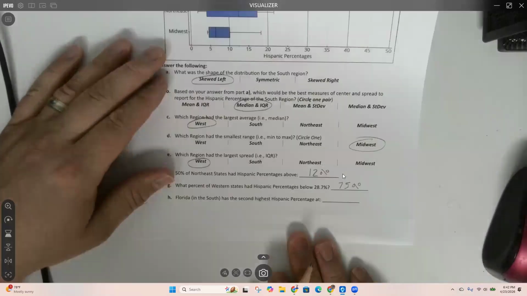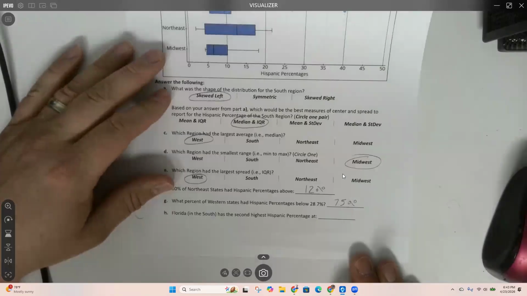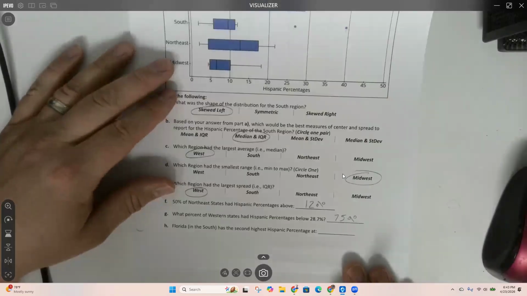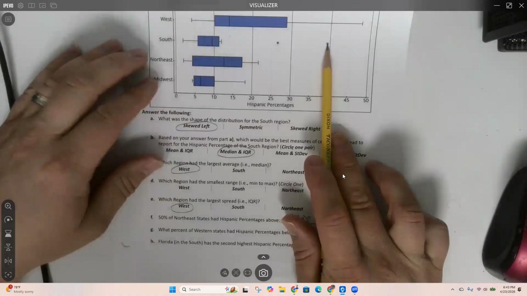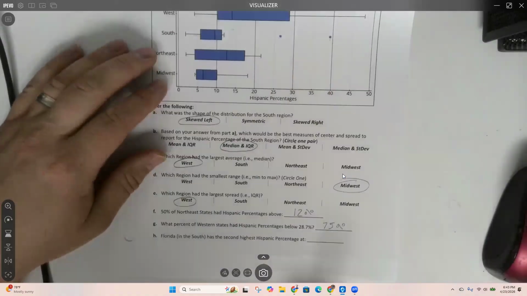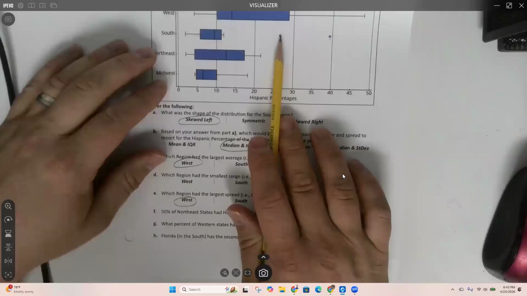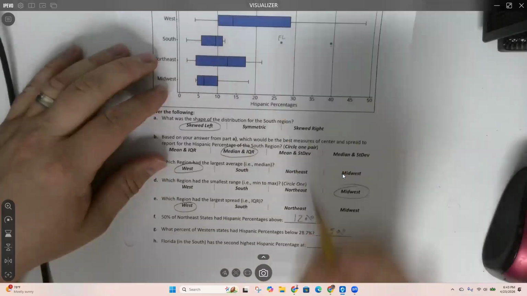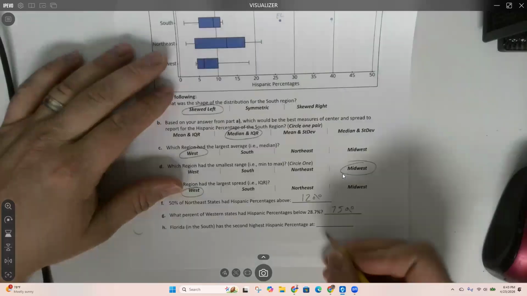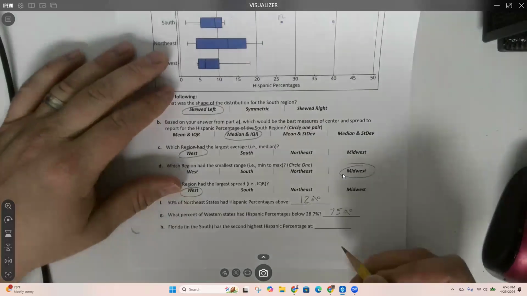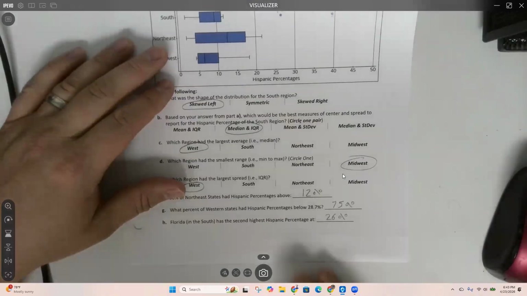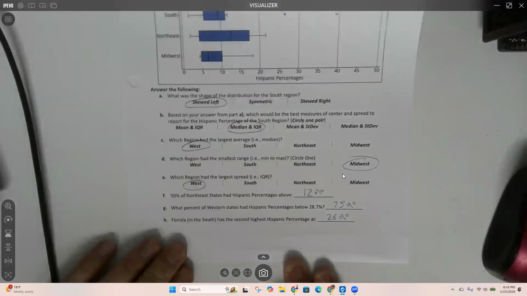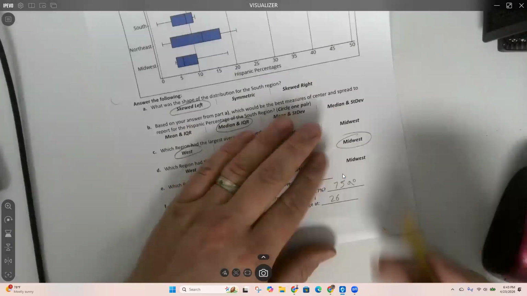Florida has the second highest Hispanic percentage at what? So the highest dot for the South would be this one, but they said second highest. So what's the value for this dot? This one's Florida right here. 26.5. Yeah, I'm good with that. Put 26. Oh, I got 2 votes for 26.5. All right, we'll go with that.